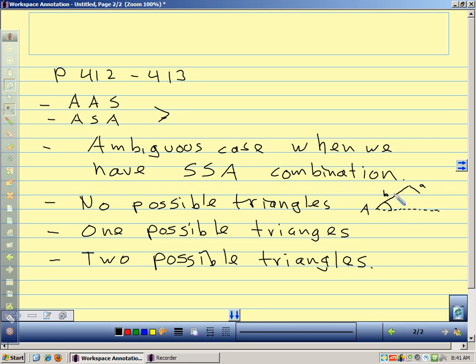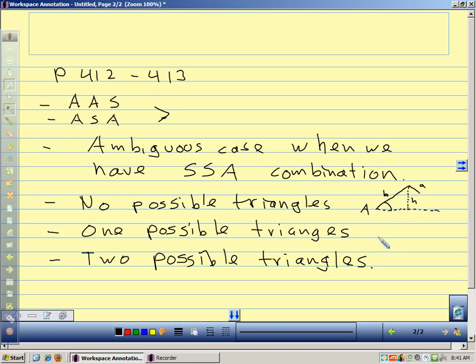And when this happens is if I draw in my height, A is smaller than the height. The length of A is smaller than the height of this triangle. So no matter what I do, A is not going to connect.